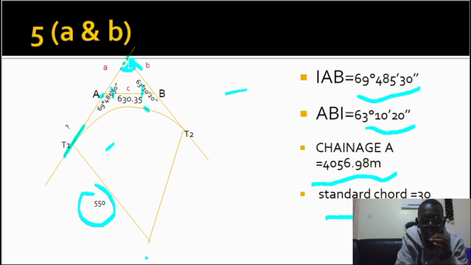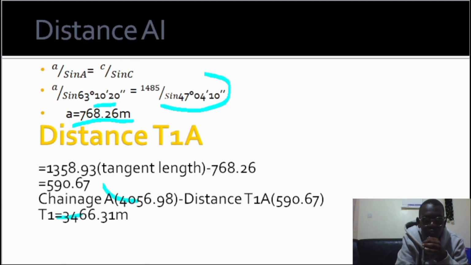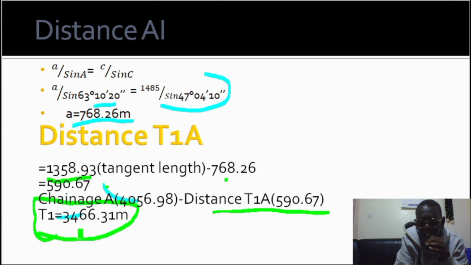We had the total distance, which was the tangent length from here to T1. So we need to subtract this value found here in order for us to pull it down there. So the tangent length here, we had already calculated it, minus the distance that we have gotten now here. By subtracting that, we'll get our distance of T1 to A. And that distance will be 590.67. That distance remaining, I'll use the chain that we have been given of A and subtract that distance calculated here, and I'll have gotten my chain of T1. So that is the chain of the first tangent point.